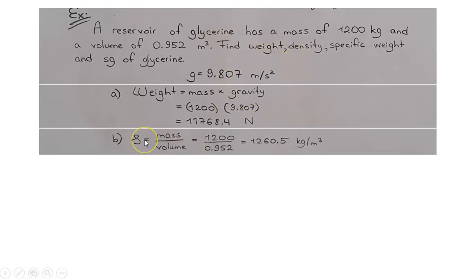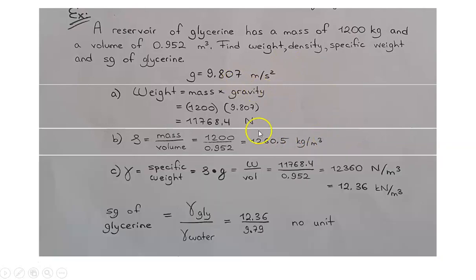The B part says we should find the density. We know that the density, the mass density, is equal to mass over volume, which will be equal to the mass we have, 1,200 kilograms, divided by the volume. The volume is also given in the question, and that gives us about 1,260.5 kilograms per cubic meter.